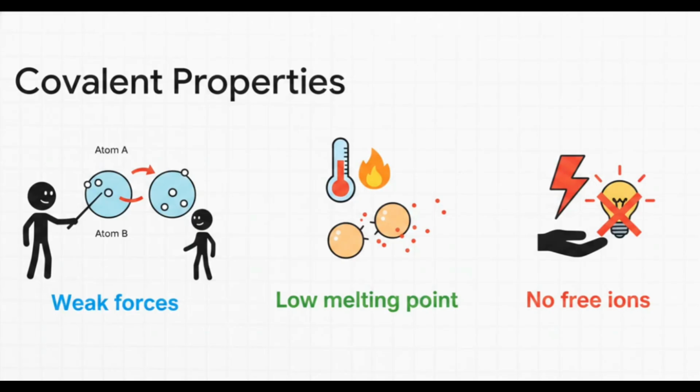Now, because covalent compounds are all about sharing electrons rather than swapping ions, they have some really distinct, testable properties. They generally have pretty weak intermolecular forces, meaning they break apart quite easily under heat, which gives them low melting and boiling points. Plus, since they don't have any free-floating ions roaming around, they are notoriously poor conductors of electricity.